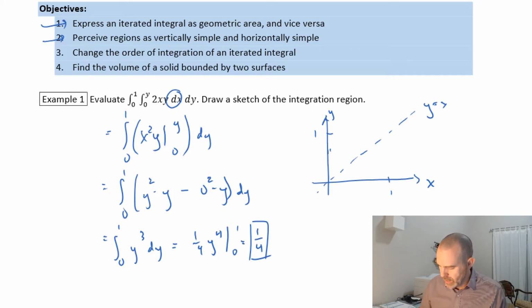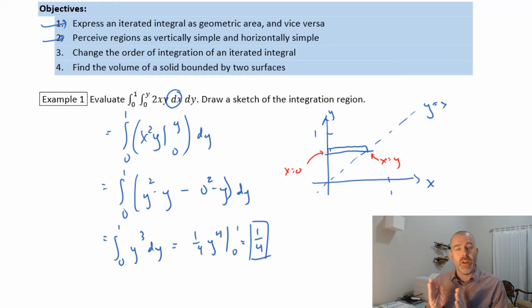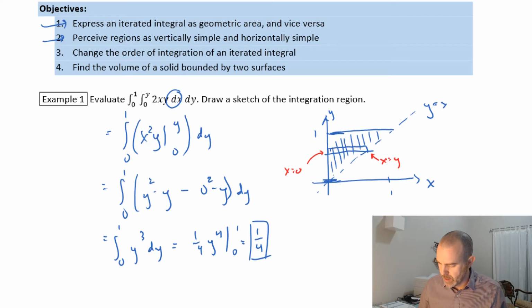If you think of a little rectangle, what we're integrating here, at this end, x is equal to 0, and at this end, x is equal to y. So that rectangle is being integrated from 0 up to y. And then we're going to add up all of those rectangles from y being 0 up to y equal 1. So the region that we are integrating over is the top half of this triangle right here. x is going from 0 over to y, and then we're integrating y from 0 up to 1.